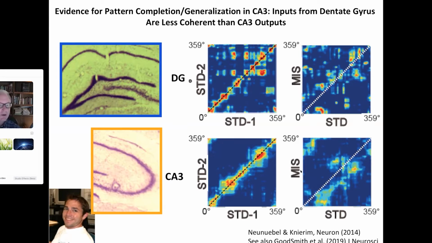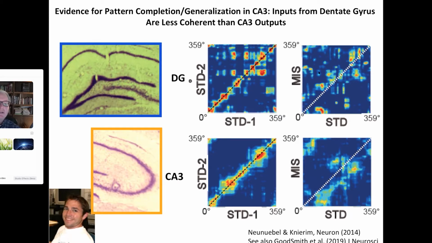Not all the cells rotate as a coherent population, but enough do that you can still see this band of correlation. However, that band of correlation is missing in the dentate gyrus. So the dentate gyrus responds to this cue mismatch by more or less completely jumbling up its place fields. A lot of remapping, cells rotate every which way. There's really no coherent response to the manipulation. And that's what you would then expect.